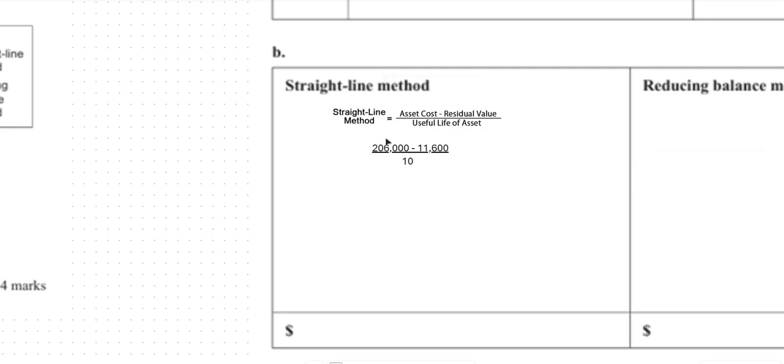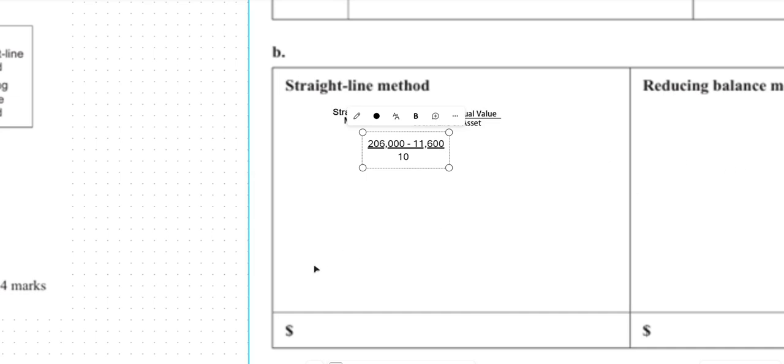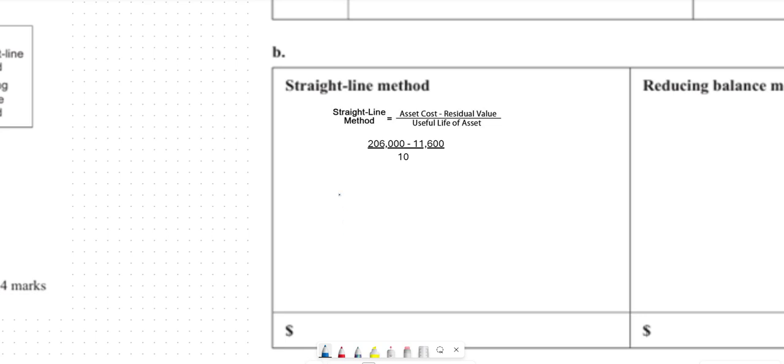So our cost was 206K. We worked that out before. The 11.6 residual value and the 10-year useful life, they're specified in the stem of the question. So therefore, a full year's depreciation, if we bang that in our calculator, will be 19,000. Oh, this is ugly. Anyway, 19,440 per annum.